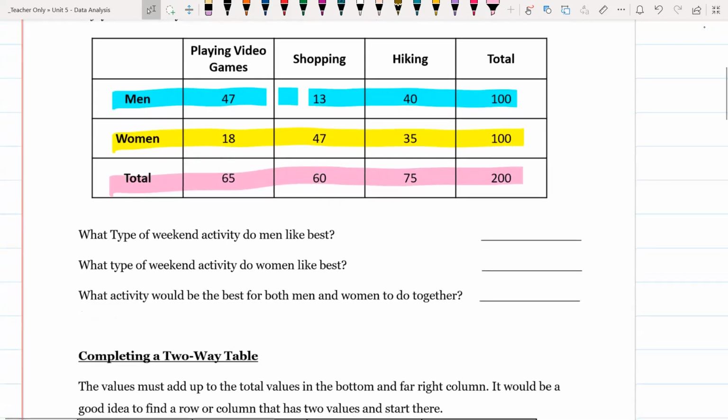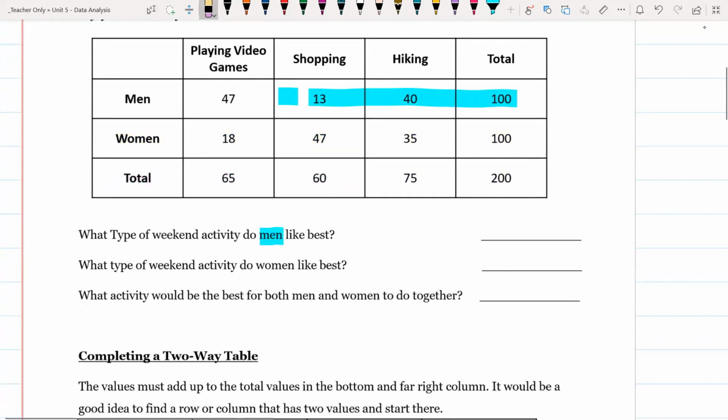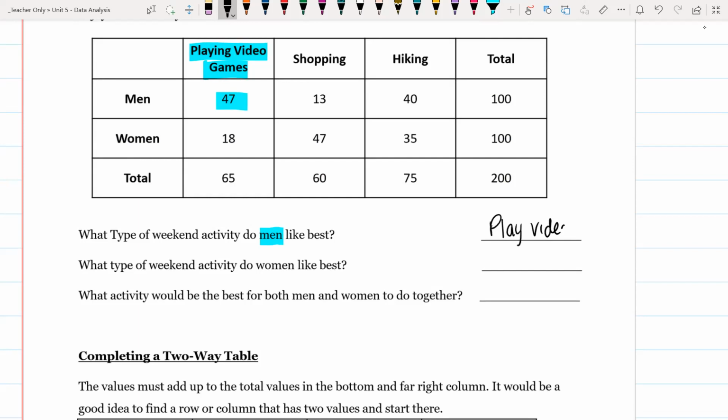So what type of weekend activity do men like best? Just looking at the men, which number is the highest? Because that would be the one that most men like best. Well, most men like to play video games. So we're going to write play video games here, because under men, it's the one with the most number of responses.